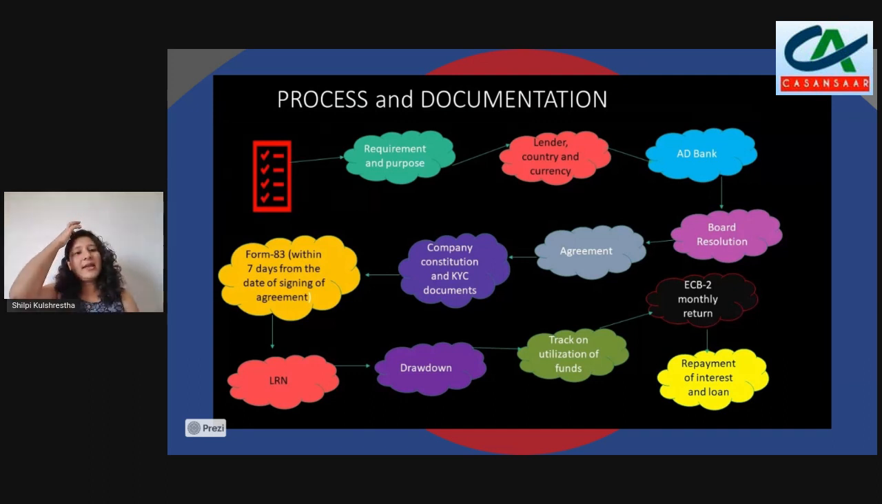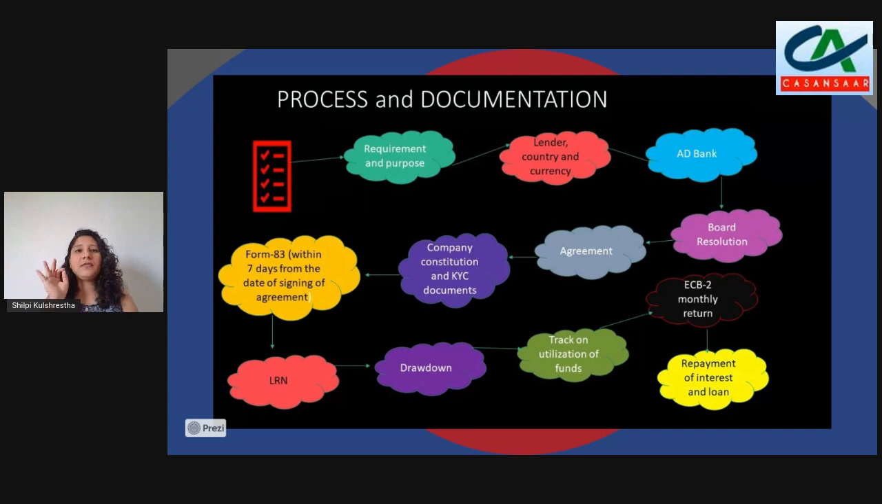Then the next step is the filing of Form 83. A very, very important concept in this topic, external commercial borrowing. Form 83 is the very important first part to proceed to the RBI. It is the application which needs to be filed within 7 days from the date of signing of the agreement. And I would like to mention again, within 7 days, not working days. Within 7 days means the clear 7 days.